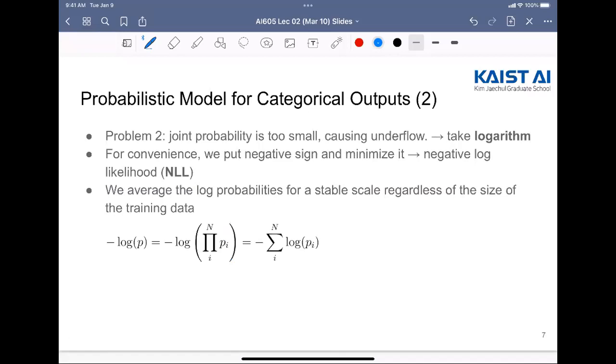Okay, then. Another issue is that when you're computing the joint probability, there are several ways to put it. I said expectation, but another way to put it is that you can think of it as joint probability over a large number of examples, and that will be too small. It will cause underflow. So that's why we take the logarithm on top of that. For convenience, we put a negative sign and minimize it, because that's the same as maximizing it without the negative sign. So that's why it's called negative log likelihood, NLL.